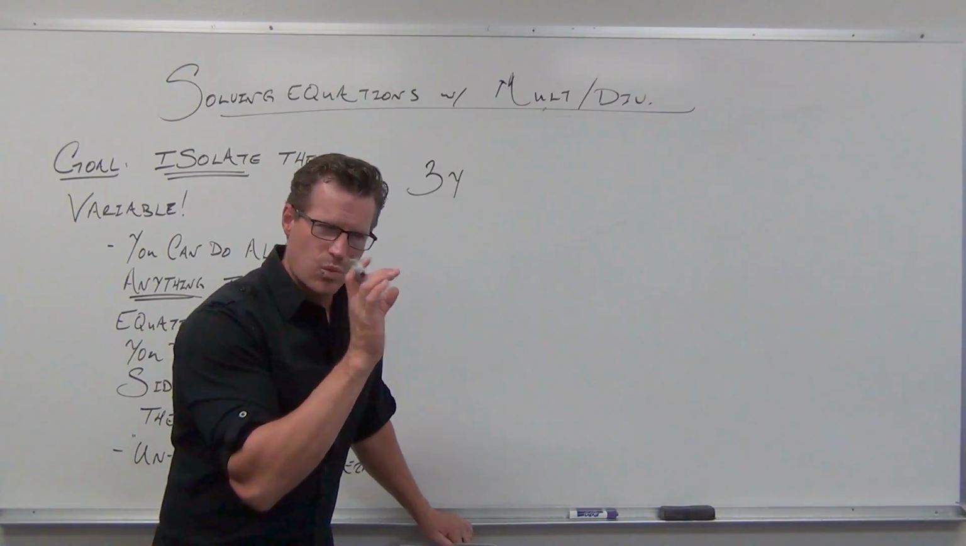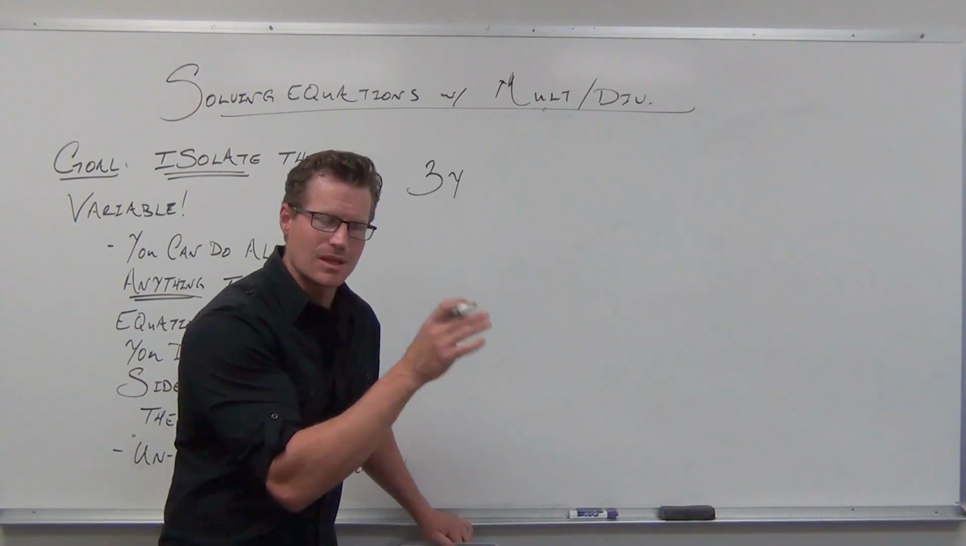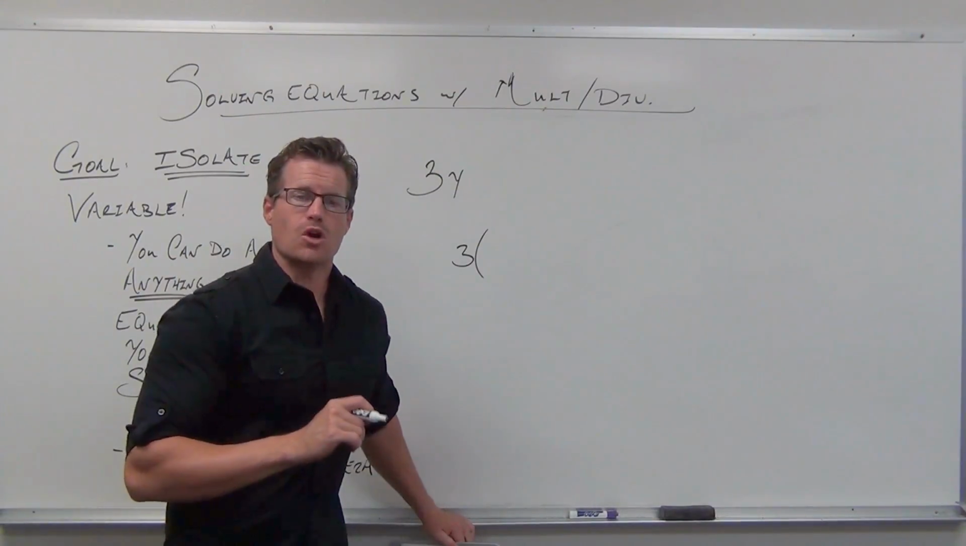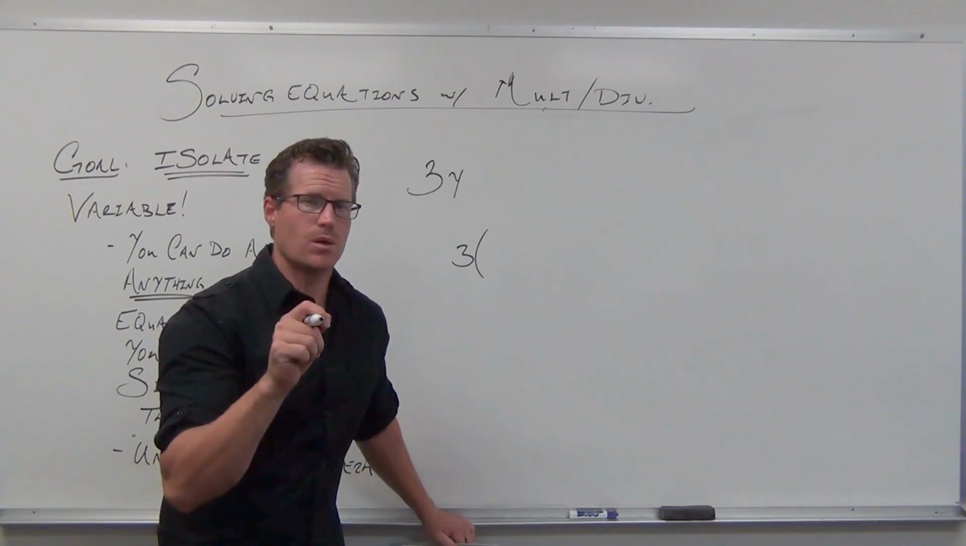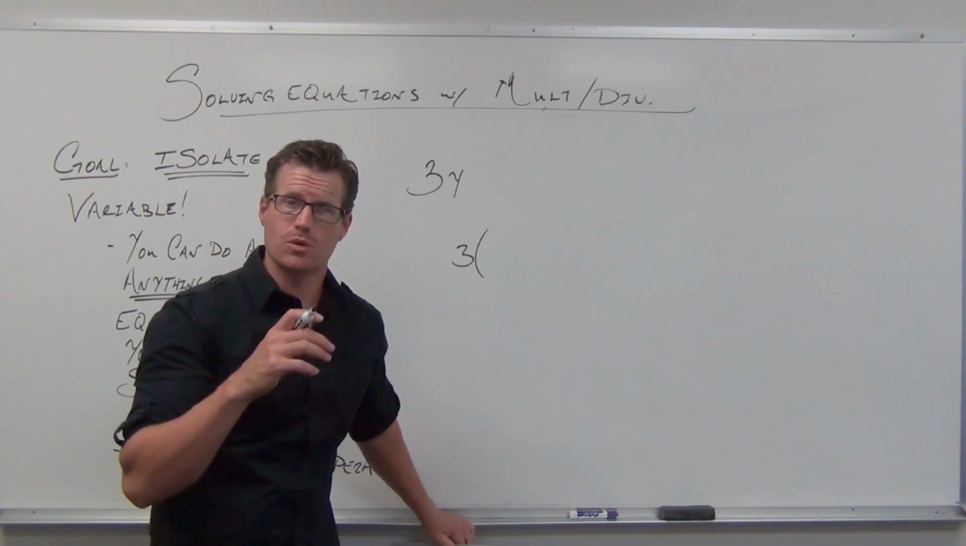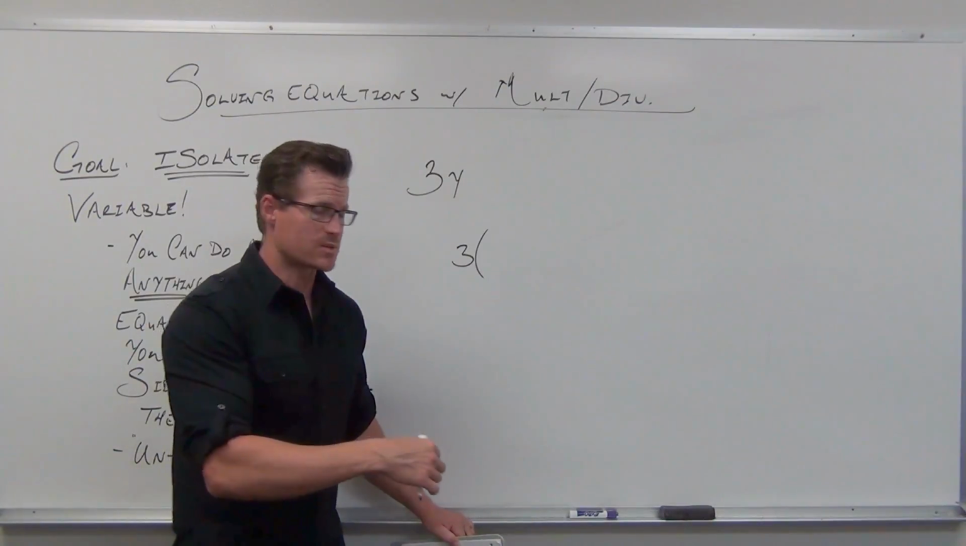If you're not familiar with it, if it's been a little while, it's okay. When a number is right next to something, or a variable is right next to something, like 3 next to a y, or 3 next to a parentheses, there's always an implied, do you know what's there? There's always an implied multiplication. So 3y means 3 times y. 3 parentheses means 3 times parentheses.